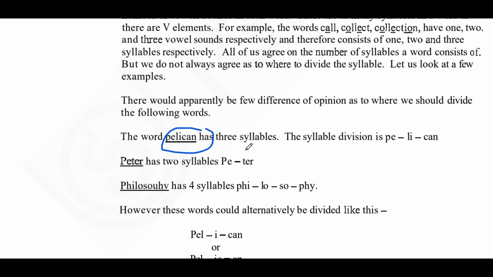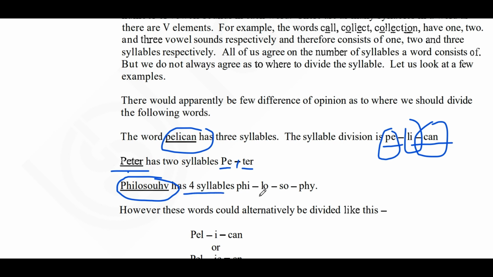This is the word pelican. It has a total of three syllable divisions, with which we can pronounce it as pelican. And then we have Peter. It has two syllables, so it can be divided into Pe and ter. That's how usually we pronounce it. If I come to more complicated words, that is philosophy, which has four syllables. Now I can divide it into phi, lo, so, phy. So usually with just a two syllable word, it is easier to pronounce.